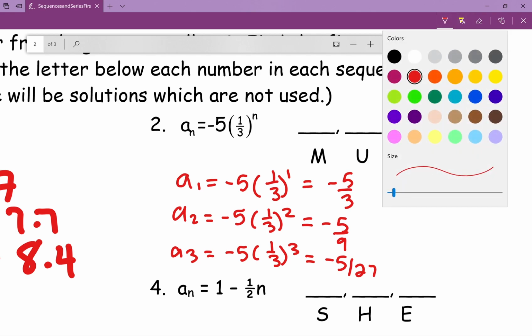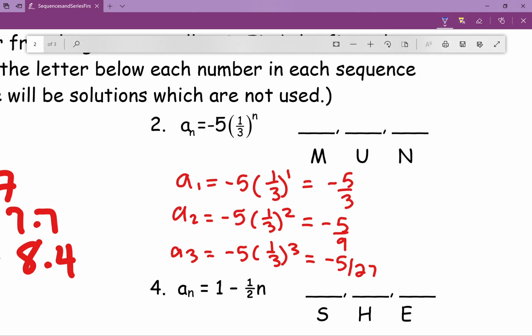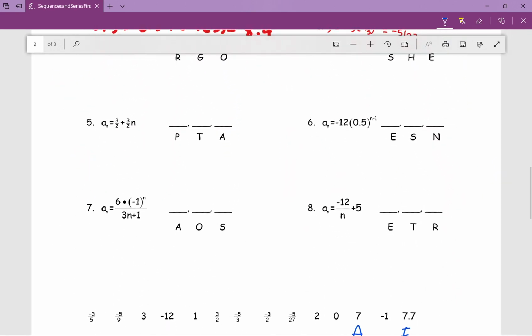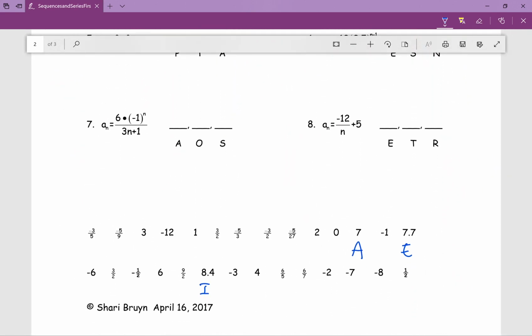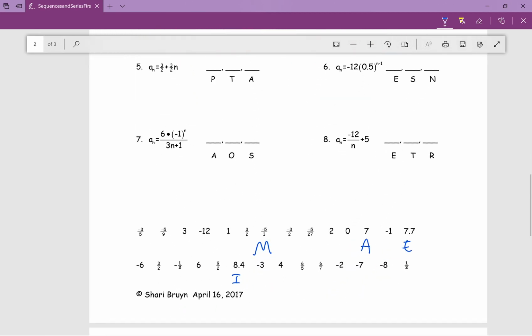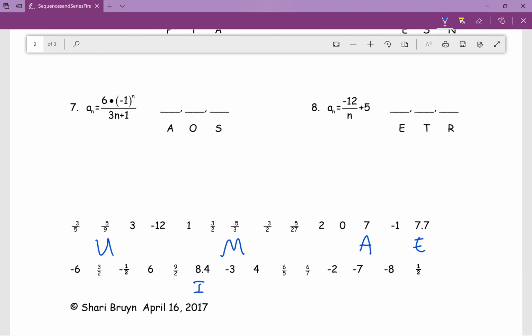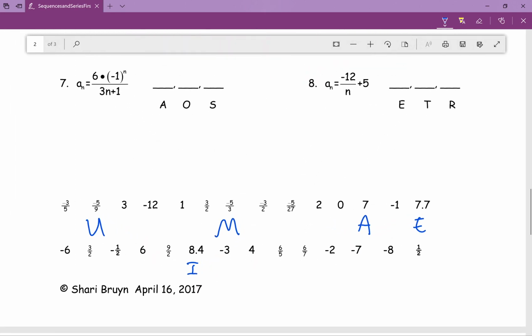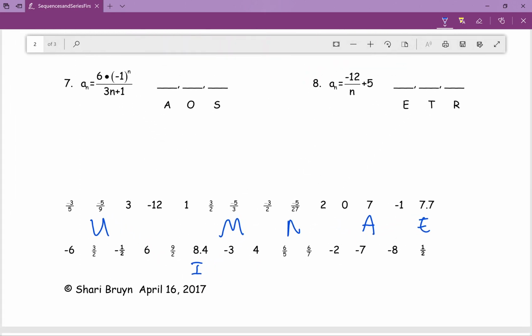So these numbers correlate with these letters. So negative 5 over 3 is M, negative 5 over 9 is U, and negative 5 over 27 is N. So everywhere I see a negative 5 over 3, I'm going to write M. So negative 5 over 3, M. What was the next one? Negative 5 over 9 is U. And negative 5 over 27 is N.